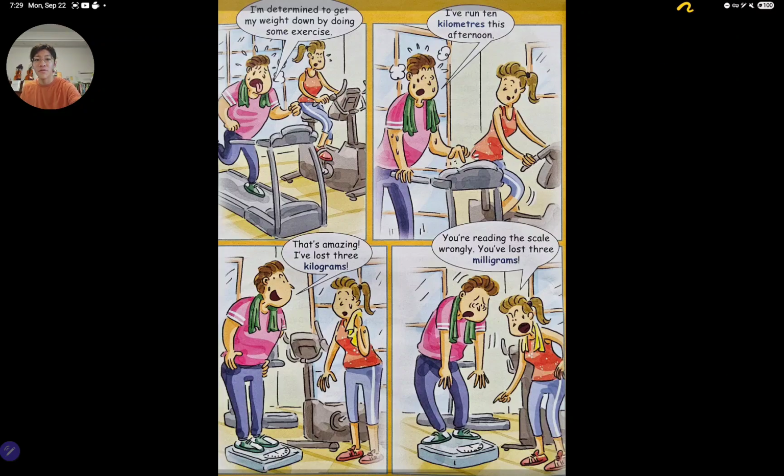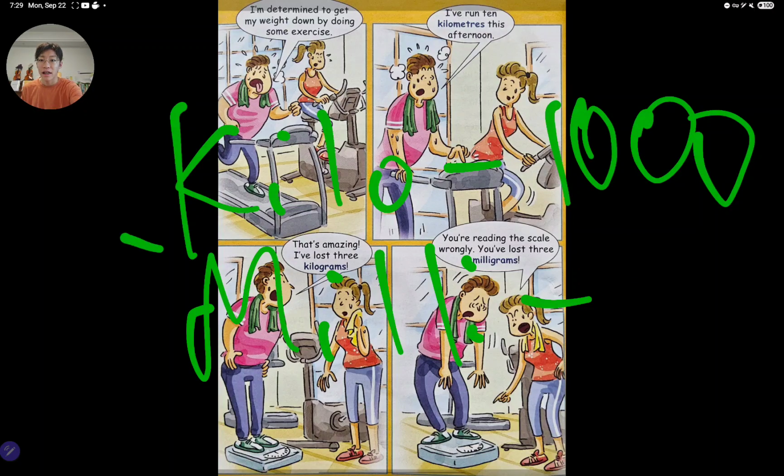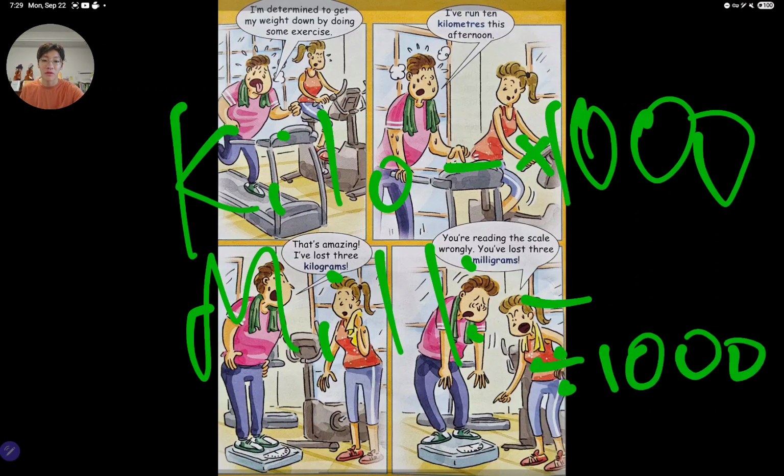First of all, our first prefix is kilo and milli. These are opposites of each other. Both of them are related to 1,000, but kilo is 1,000 times bigger, so you multiply by 1,000, whereas milli is 1,000 times smaller.